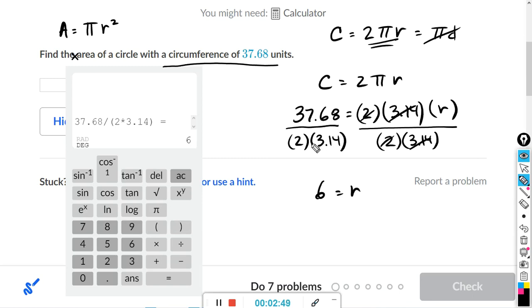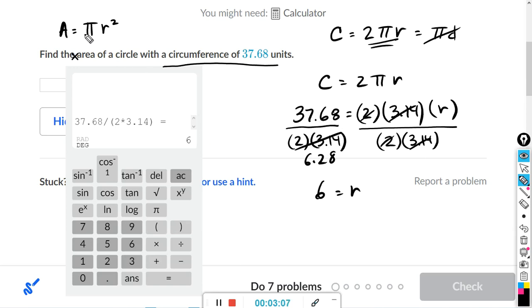If you just want to do this step first, 2 times 3.14, that'll give you 6.28. And you can do 37.68 divided by 6.28, same thing. So r is 6.